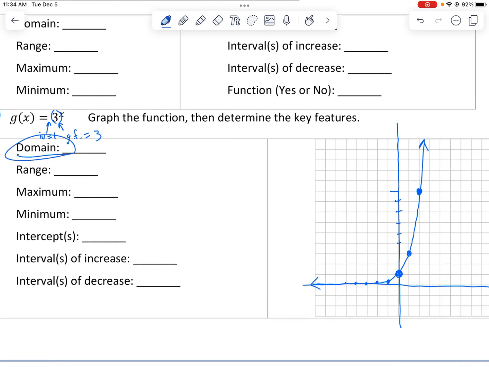Remember, domain is the x values, is how far it goes left and right. It does go left forever and right forever. So it's from negative infinity to positive infinity.